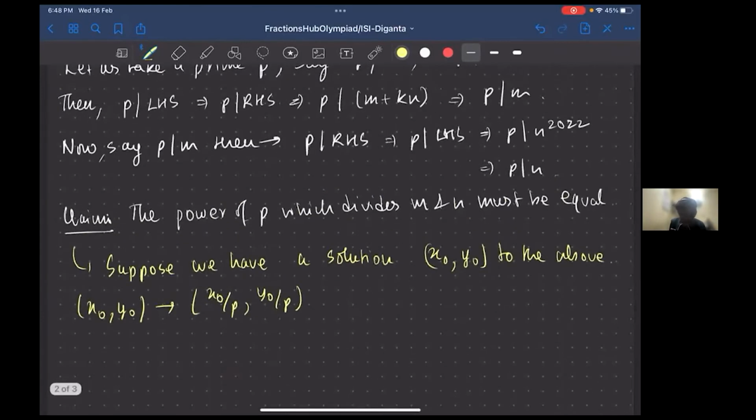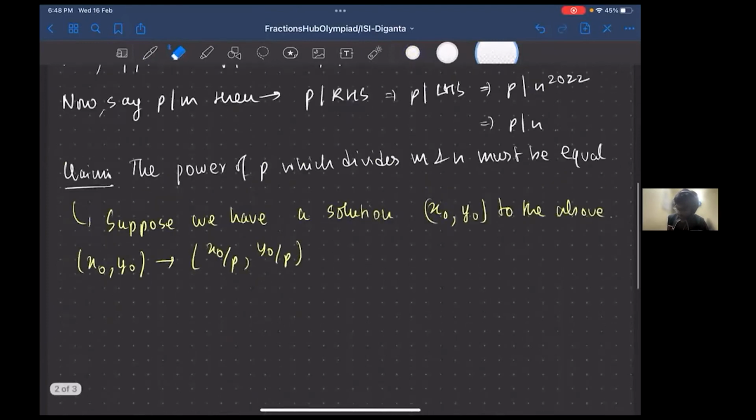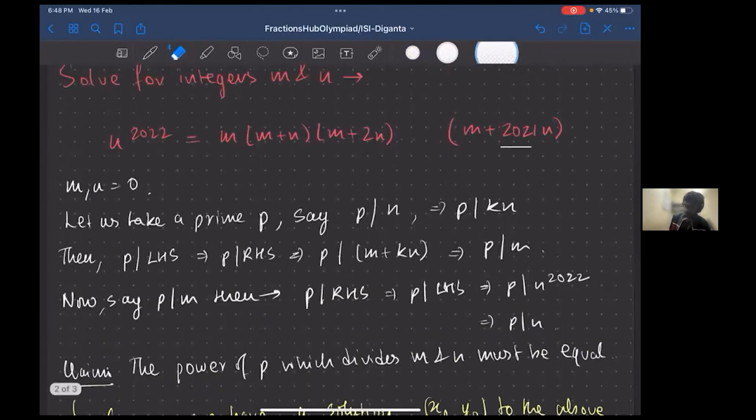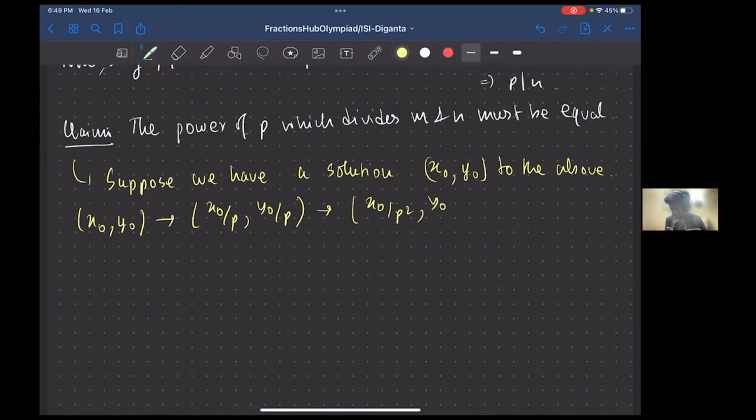This holds for any p which divides x naught and y naught. And we have seen that if it's a solution, if P divides X naught, P should divide Y naught, and vice versa. So suppose they have a prime factor P. So X naught and Y naught is a solution. So X naught by P and Y naught by P is again a solution. Similarly, X naught by P squared and Y naught by P squared is also a solution, and so on.